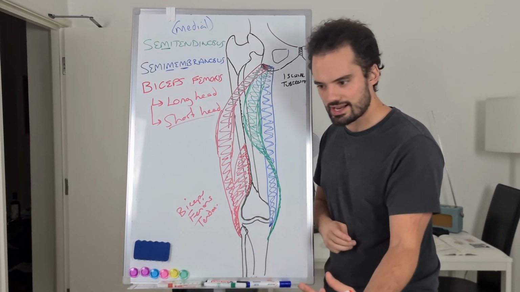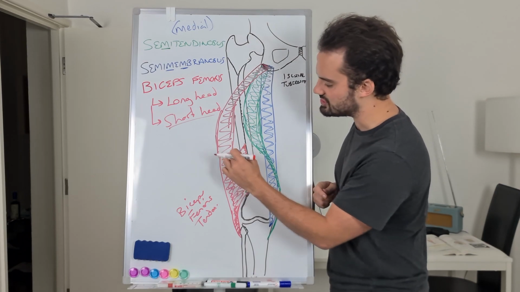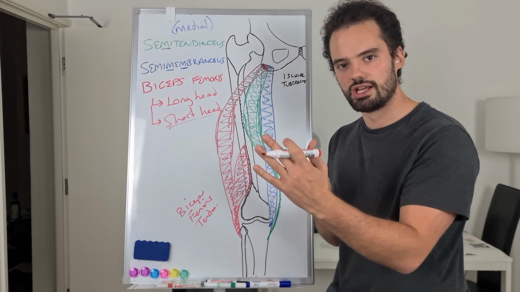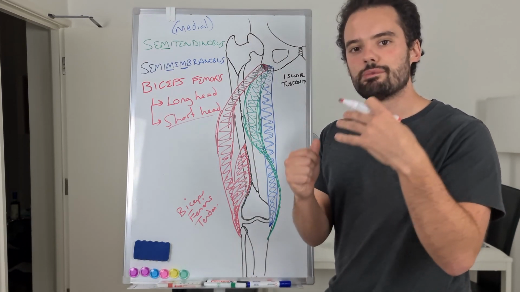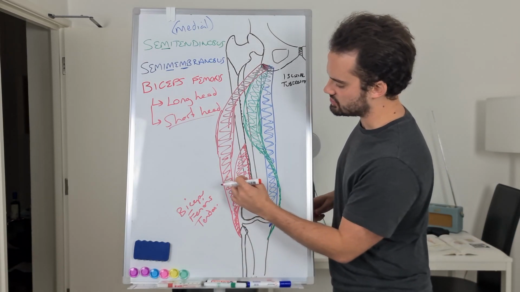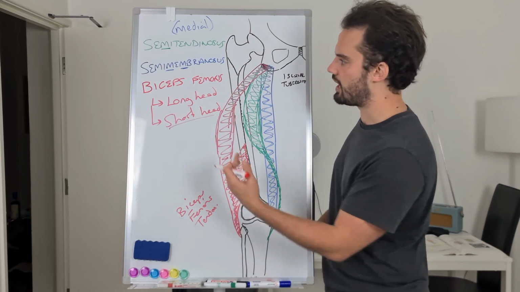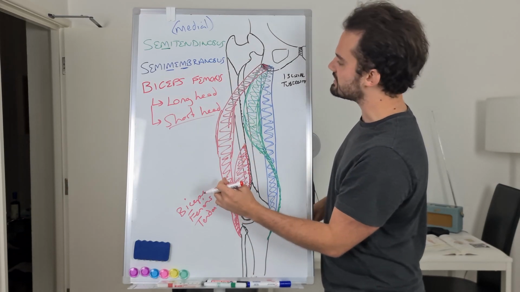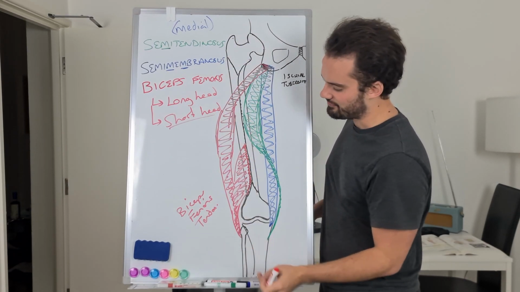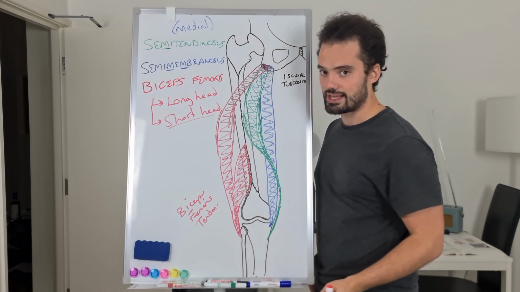Yeah, I really think you won't be able to distinguish between these two parts, because they will all act as one unit. But just be aware that of these two, if you do divide them into two parts, the long head is both a hip extensor and a knee flexor. The short head is only a knee flexor.